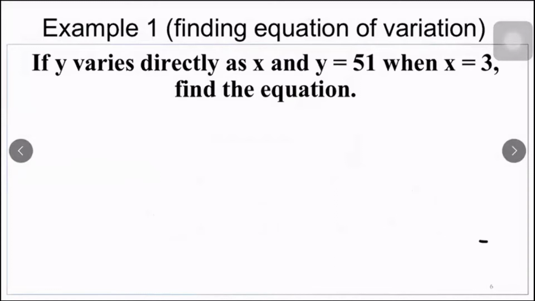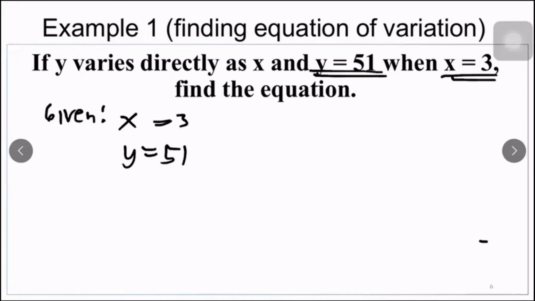Always remember, the first step is to write the given. In the given, y varies directly as x, and y is equivalent to 51, and the value of x is 3. Find the equation of variation. After identifying the given, we need to write the formula. The formula is y is equivalent to kx.